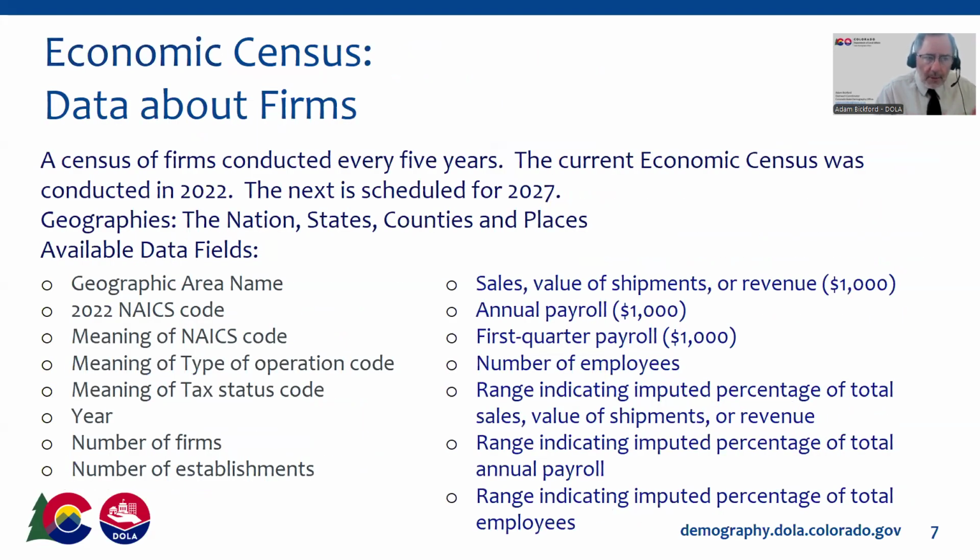So I want to begin by talking about the economic census. Most of the data that the State Demography Office uses is data about jobs. The economic census provides us data about firms. It gives you a whole range of different measures, from NAICS codes all the way to information about payroll, and that you can use to specify particular counties, information about particular counties, and you can also get some of the municipalities within different counties.